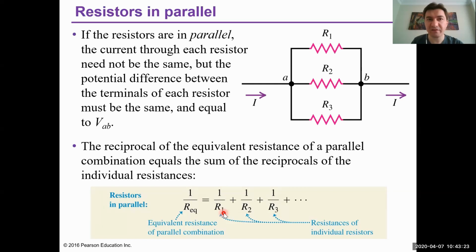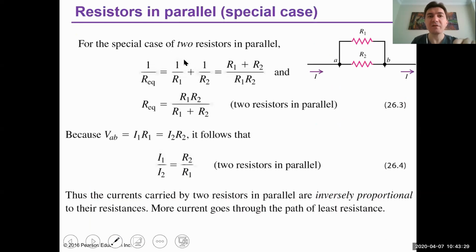So we have seen resistors in series and resistors in parallel. Let's talk about a special case of parallelly connected resistors. Here we have 2 resistors connected in parallel. The equivalent resistance can be written like this: 1 over R equivalent is equal to 1 over R1 plus 1 over R2. Then if you combine them, you get R1 plus R2 over R1 times R2. Then the equivalent resistance for 2 resistors in parallel can be written like this.